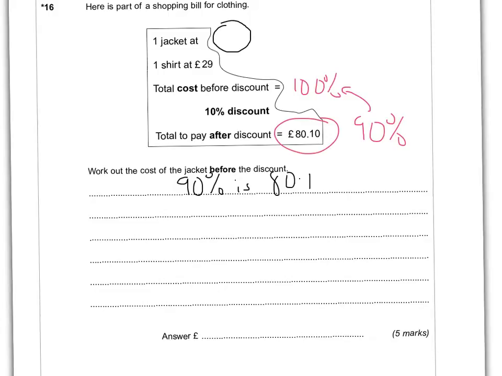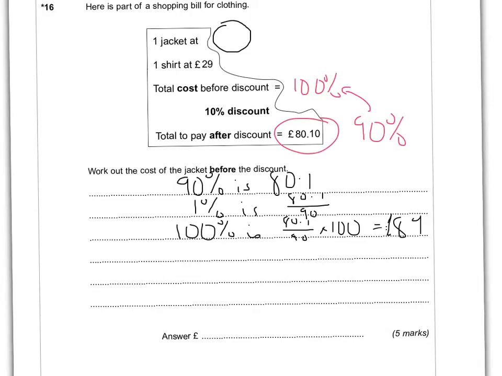So in trying to change 90% back into 100%, I work out what, sorry, I'm allergic to percentages. 90% changes into 1% by dividing by 90. So I divide both sides by 90, that's 80.1 divided by 90. And then I change 1% back into 100% by timesing by 100. So I get 80.1 over 90 times 100, and that's a number I can evaluate. I end up getting an answer of £89.